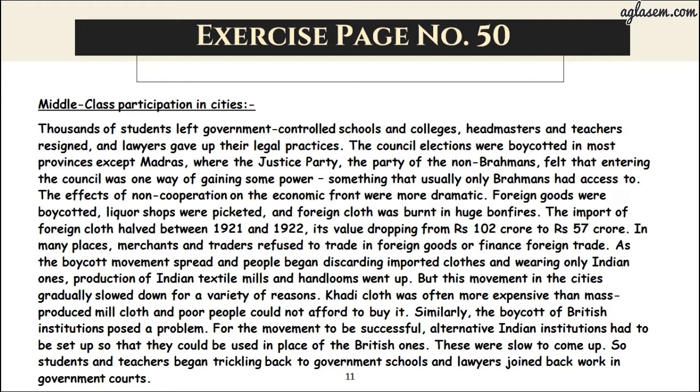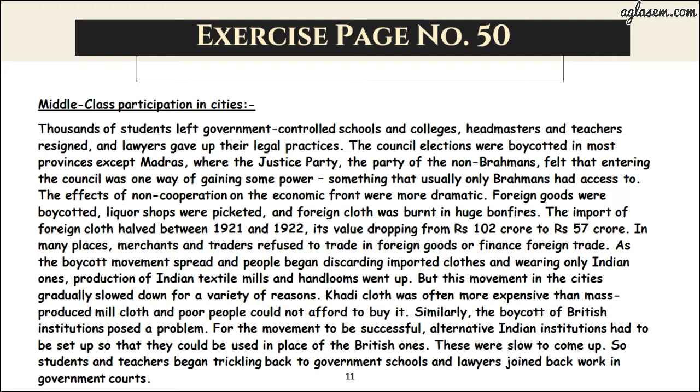The effects of non-cooperation on the economic front were more dramatic. Foreign goods were boycotted, liquor shops were picketed, and foreign clothes were burned in huge bonfires. The import of foreign cloth halved between 1921 and 1922, its value dropping from 102 crore to 57 crore rupees. In many places, merchants and traders refused to trade in foreign goods and finance foreign trade.